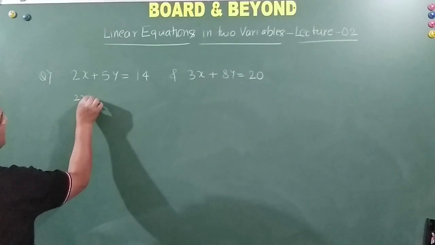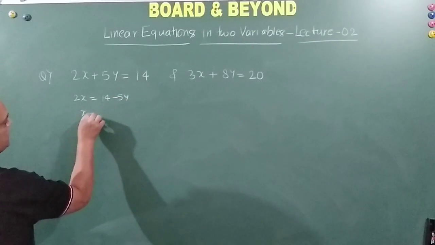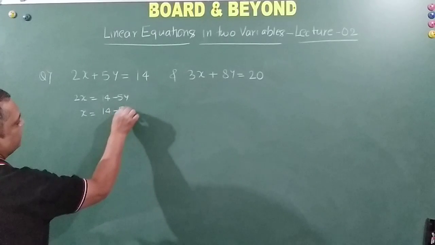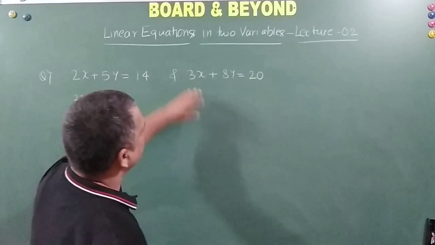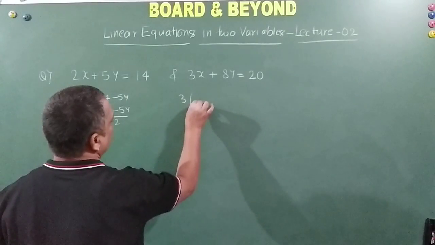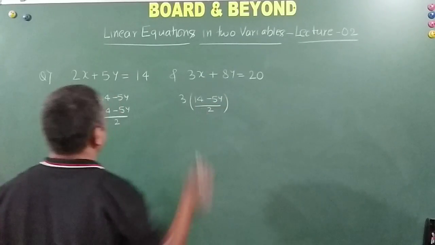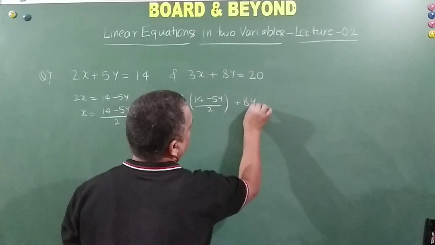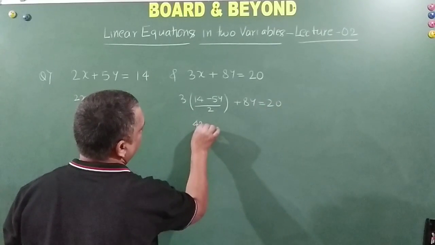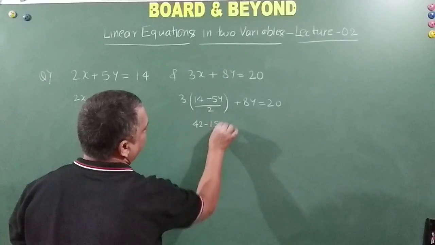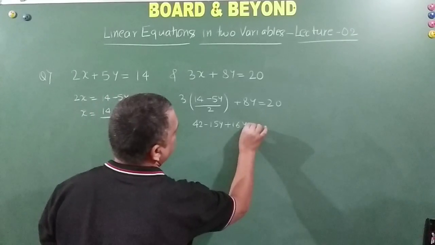This becomes 2x is equal to 14 minus 5y, right, friends? So x is equal to (14 minus 5y) divided by 2. Correct? Now putting this value of x in the second equation, this becomes 3 into (14 minus 5y) divided by 2, right, plus 8y is equal to 20. So this becomes how much? 42 minus 15y plus 16y is equal to 40.